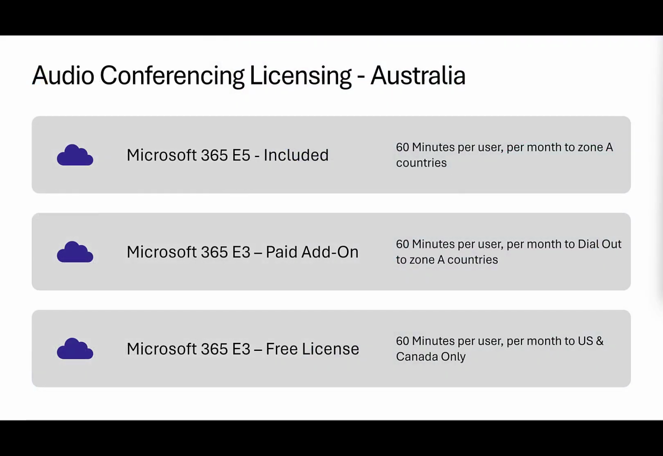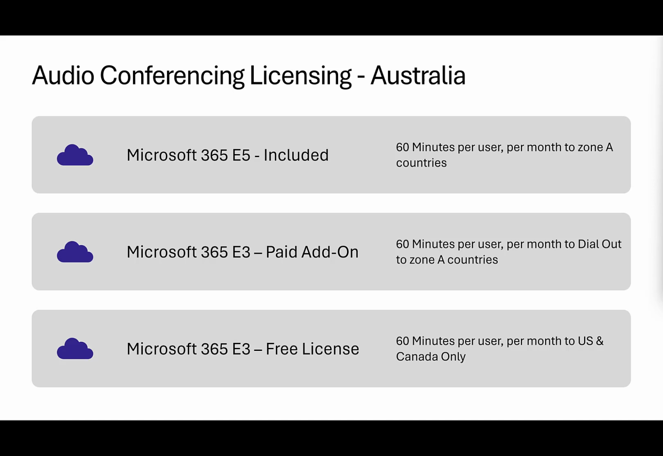You may already be familiar with our licensing model, but if you're not, there are essentially three ways to get dial-in and dial-out audio conferencing within Australia. First, E5 licensing includes audio conferencing, so dial-in and dial-out. With that E5 license, you get 60 minutes per user per month to call out to Zone A countries. That's most countries, like US, UK, Canada, New Zealand, etc. If you make an outbound call from the audio conferencing service, such as a Teams meeting, to a Zone B country, it's charged on a per minute basis to your communications credits within your tenant, which typically ends up on a credit card.